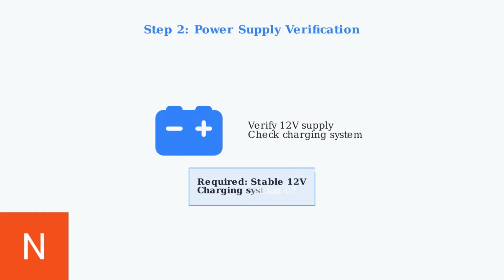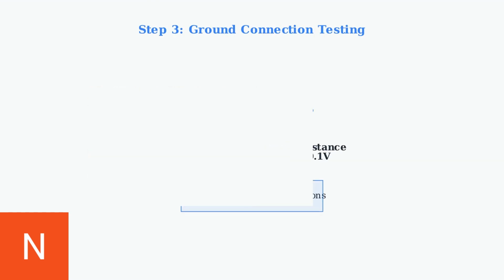The first step in troubleshooting U0121 is performing an initial diagnostic scan using a bidirectional scanner to attempt communication with the ABS module. Step 2 involves checking the power supply by verifying battery voltage and ensuring the charging system is operating correctly. Step 3 requires testing all ABS-related ground connections, ensuring ground resistance is less than 0.1 volts for proper operation.